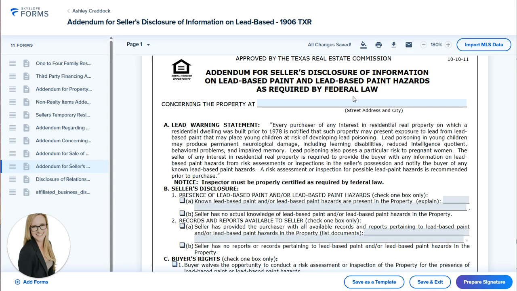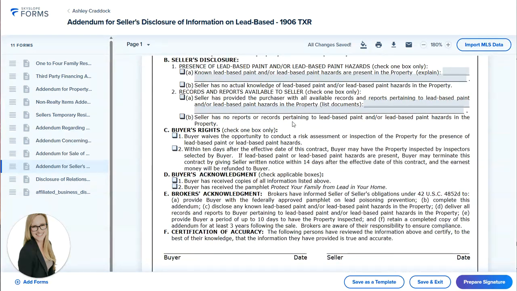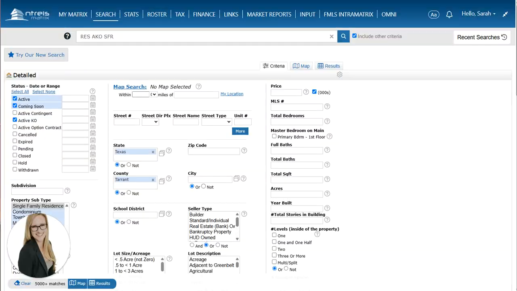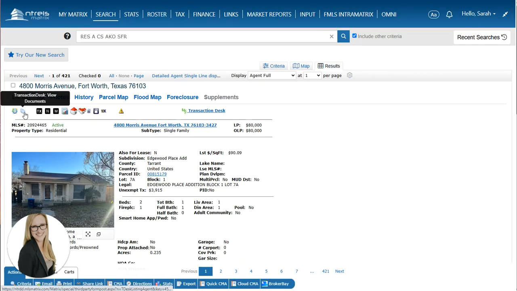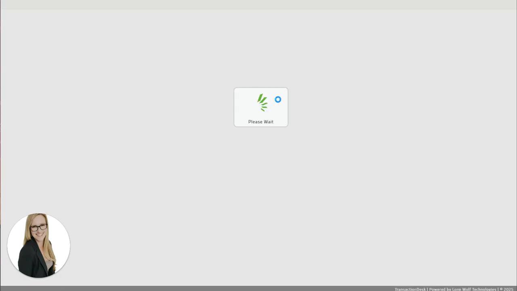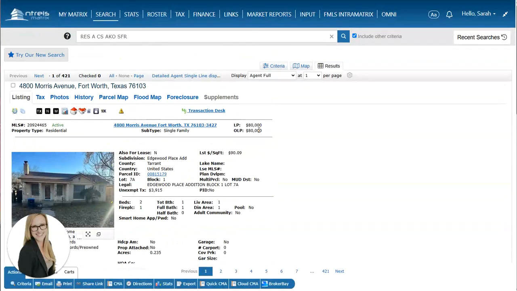Next one we're going to go over is the lead-based paint disclosure. This is something that you should already have available from the listing agent. Technically, the seller is supposed to already have this filled out before a buyer does. So you would look under the supplements on the listings. You would look here under transaction desk, click there, and there should be supplements, which would be like the seller's disclosure. And so like this person doesn't have any disclosures on there. They should have disclosures on that.